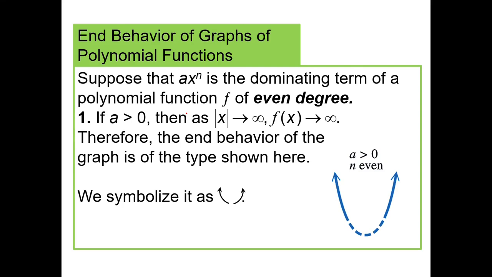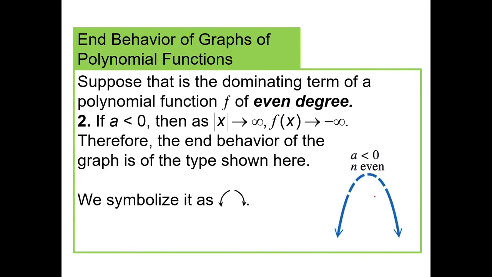Suppose that ax to the n is the dominating term of the polynomial function f of even degree this time. If a is positive, then as x approaches infinity from either side, we have both of the tails go up. If there is a negative in the front this time, then the tails go down if we go to the left or we go to the right. So the negative in front causes our even function to flip upside down.